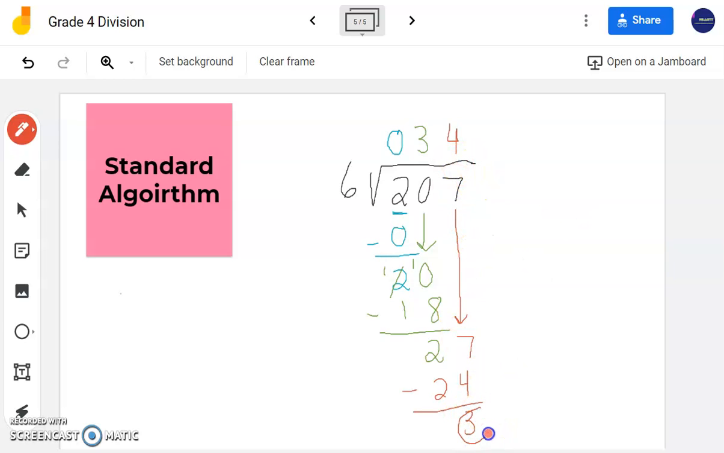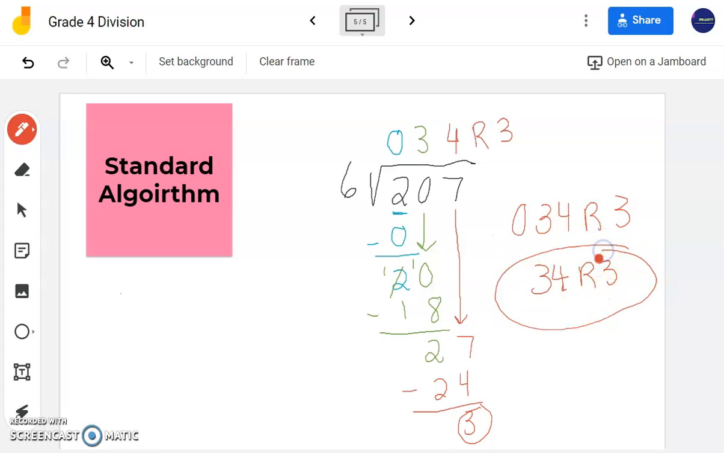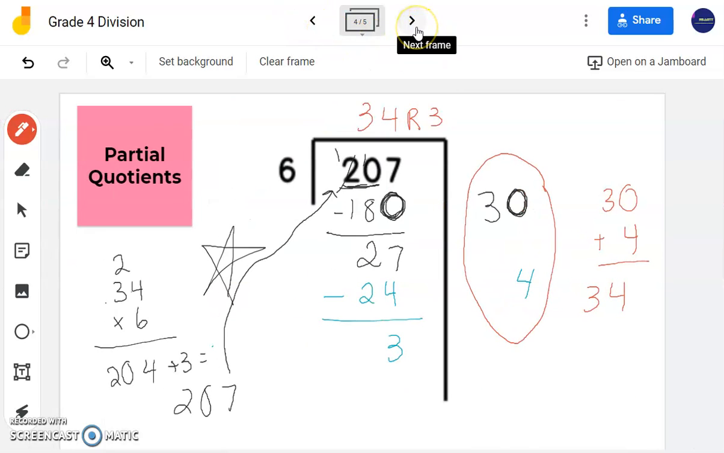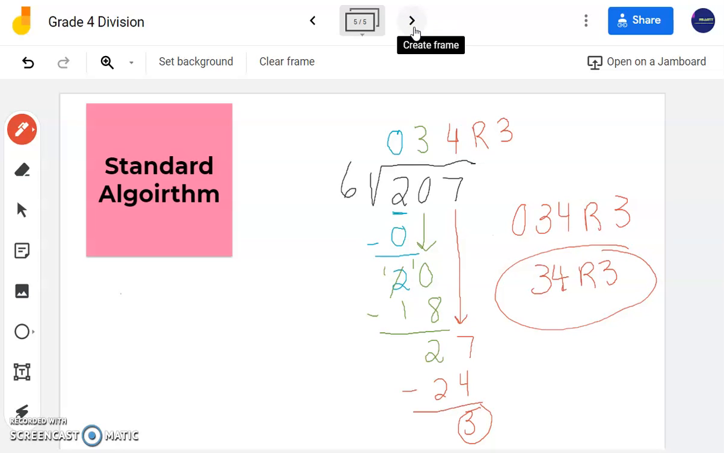So again, I have to include my remainder here at the top in my quotient, and I have 34 remainder 3. So some of you might see it written like this, but notice this is exactly the same as 34 remainder 3, which in fact is my answer to this problem. Now, if I go back and forth, I see that I got 34 remainder 3 as well. Both methods get you the correct answer. Both methods are excellent ways to solve these problems. Both methods you will be using this school year, which is why it's important to work on both methods.